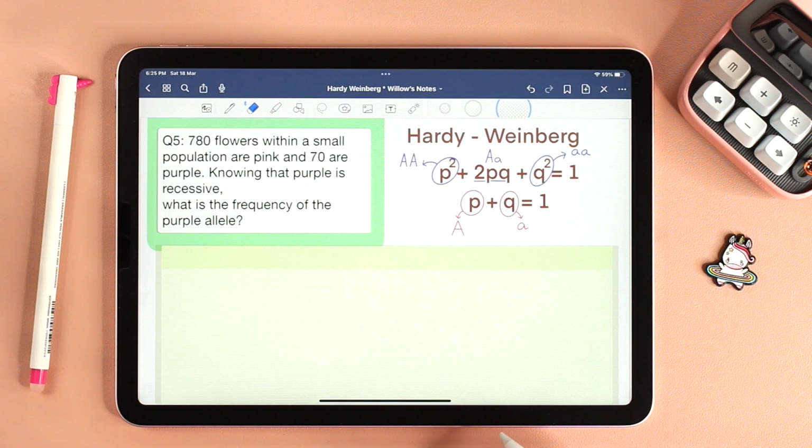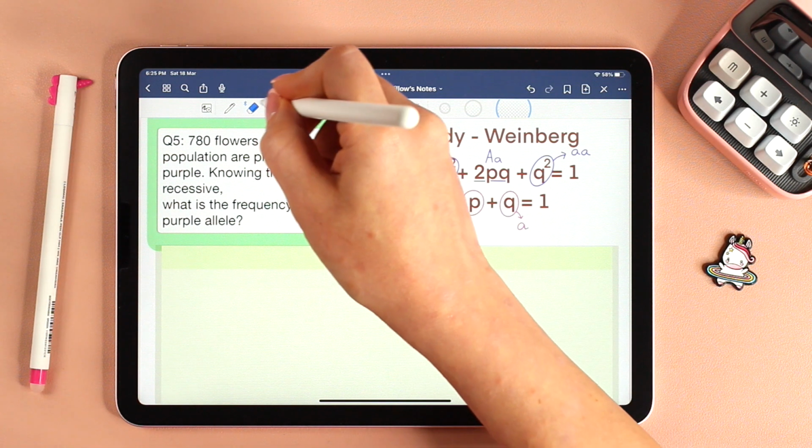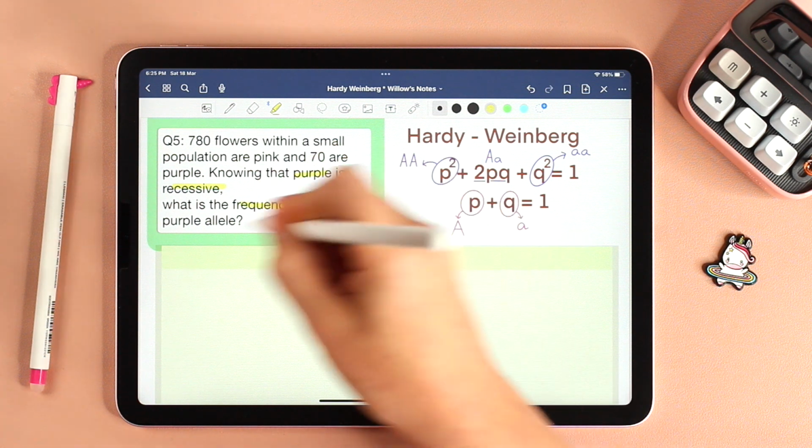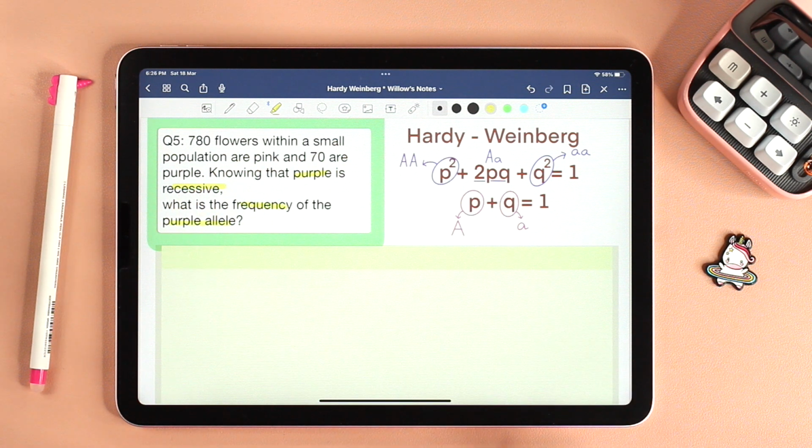Let's start by reading the question. 780 flowers within a small population are pink and 70 are purple. Knowing that purple is recessive, what is the frequency of the purple allele?